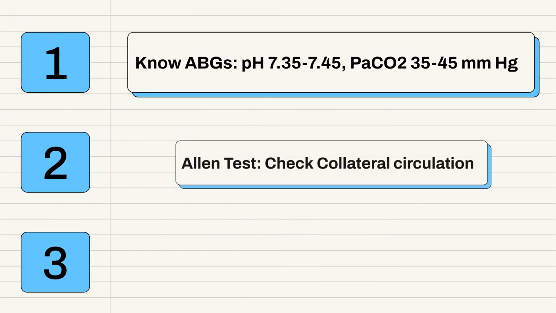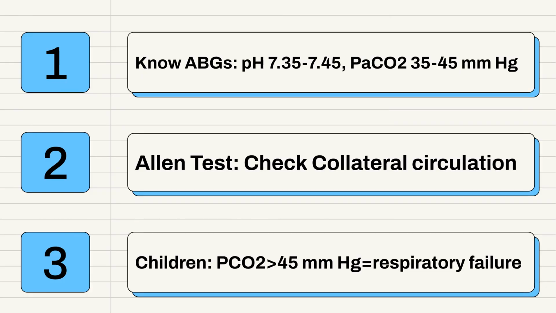Time for hints. Know that ARDS is a catastrophic complication with nonspecific early signs, so prioritize assessment skills. Memorize normal ABG values: pH 7.35 to 7.45, partial pressure of carbon dioxide 35 to 45 millimeters of mercury, partial pressure of oxygen 80 to 100 millimeters of mercury. Practice interpreting ABGs: low pH with high partial pressure of carbon dioxide signals respiratory acidosis, common in ARDS.